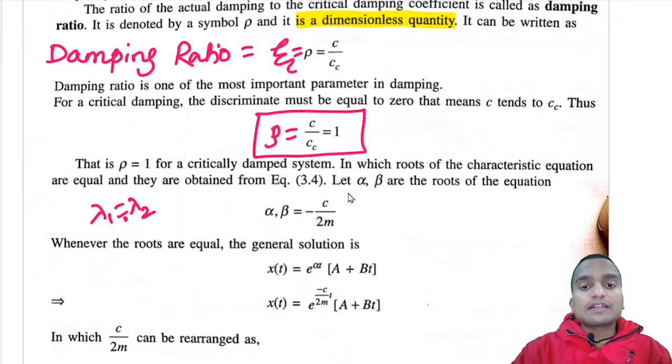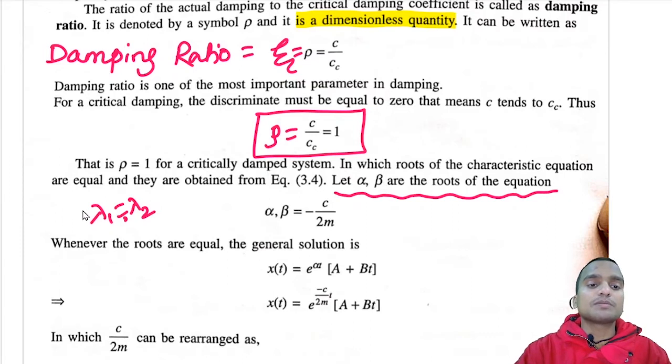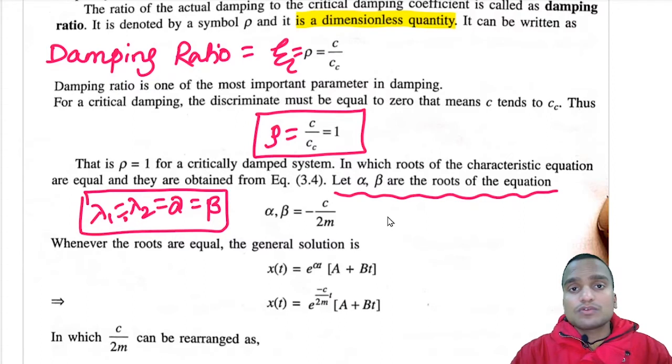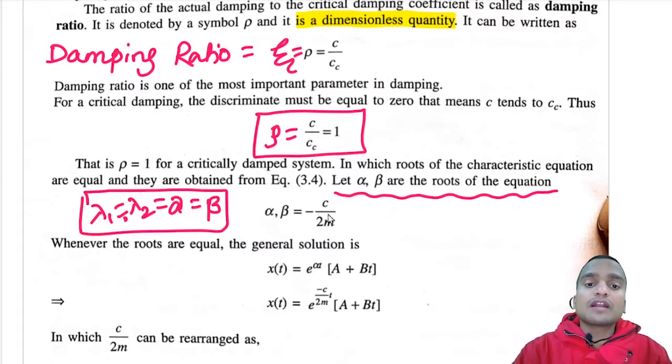Here let alpha and beta be the roots of the equation, so the same thing is written: lambda 1 is represented as alpha and lambda 2 is represented as beta, so all values are the same in critical damping. Now the discriminant d is equal to 0, so the only term that remains is minus b by 2a. So alpha and beta are equal to minus c by 2m. This is the value of lambda, lambda 1 or lambda 2, whatever you say.